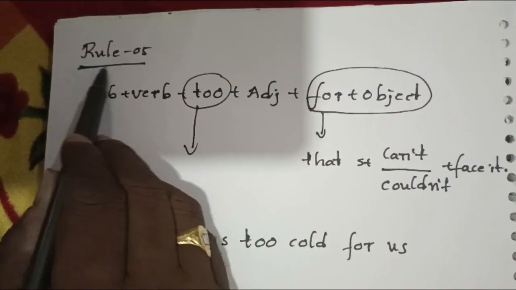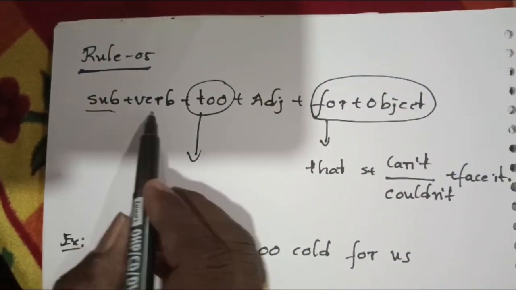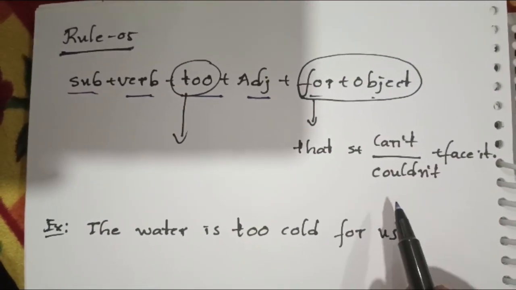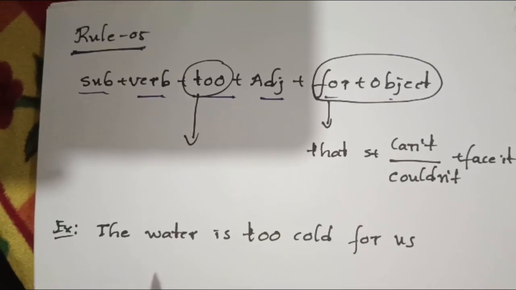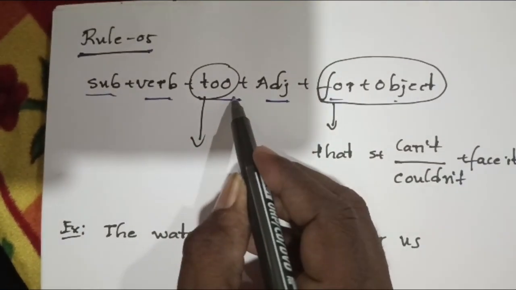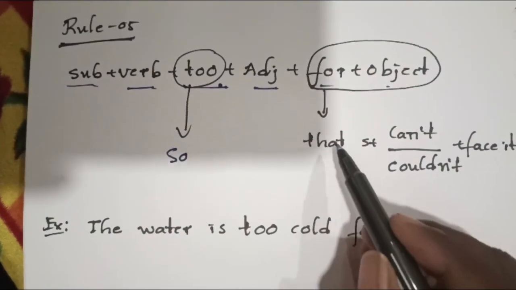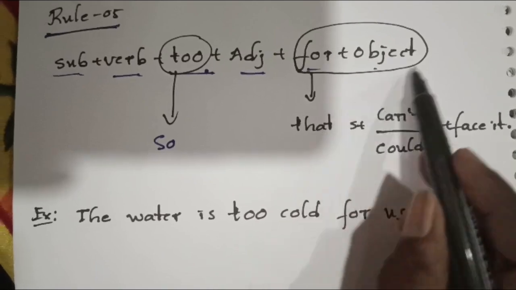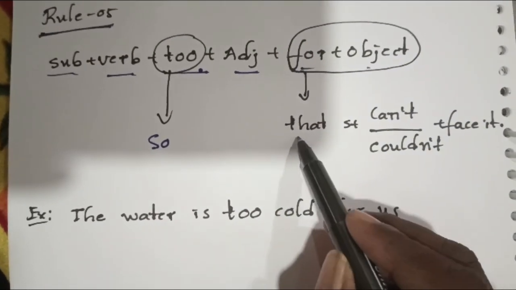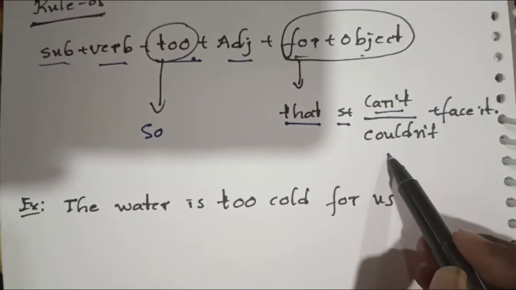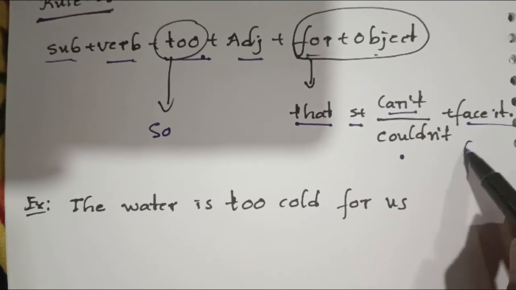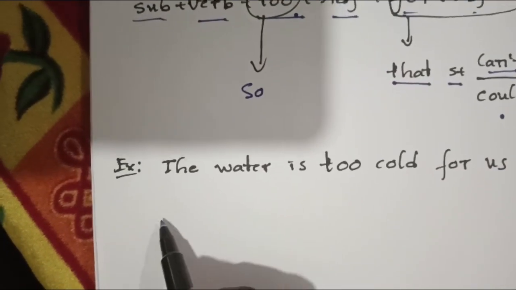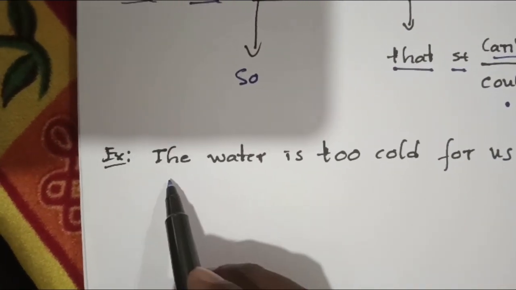Now coming to rule 5. The structure is subject, verb, too, adjective, for plus object, and the remaining part is not given. In that case also we'll use 'that'. In place of 'too' we'll use 'so'. We remove the whole 'for' plus object, and in place of it we'll use 'that', the subject, and 'can't' or 'couldn't', plus 'face it' or 'bear it', according to the situation. Now I'll tackle the first question.